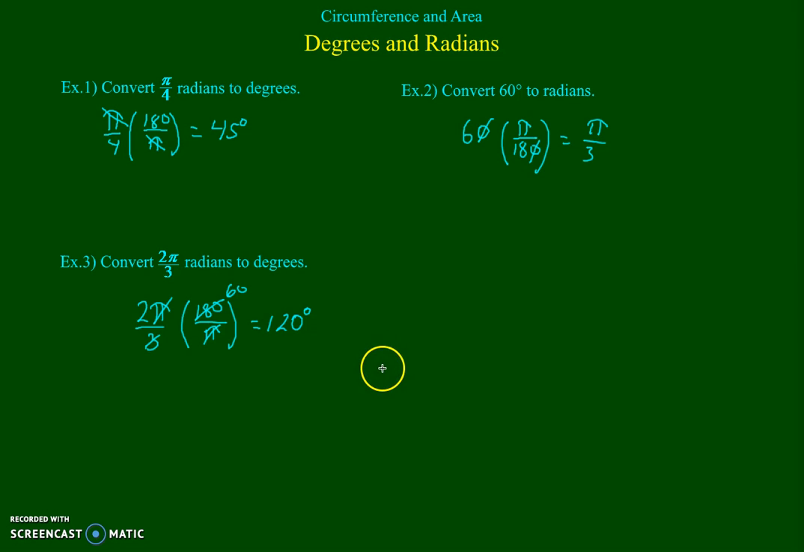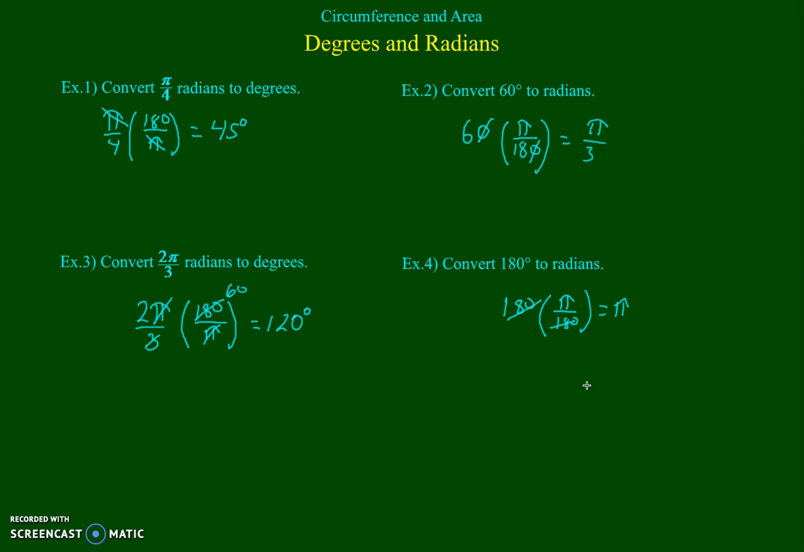All right, let's move on to another example. This one says convert 180 degrees to radians. We've already said that 180 degrees is pi radians, but let's see how that works out. So we have 180 times pi divided by 180. The 180s cancel out, and you have pi radians.